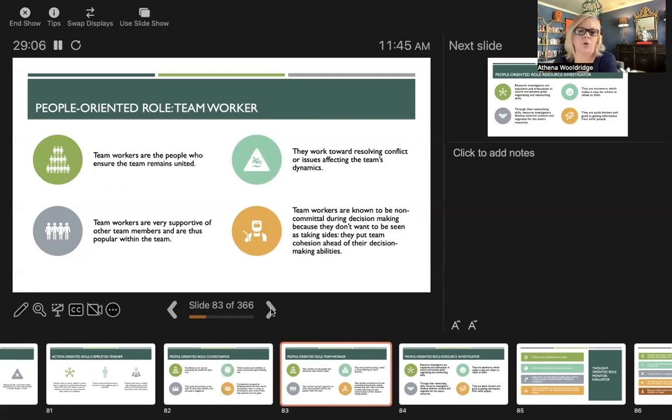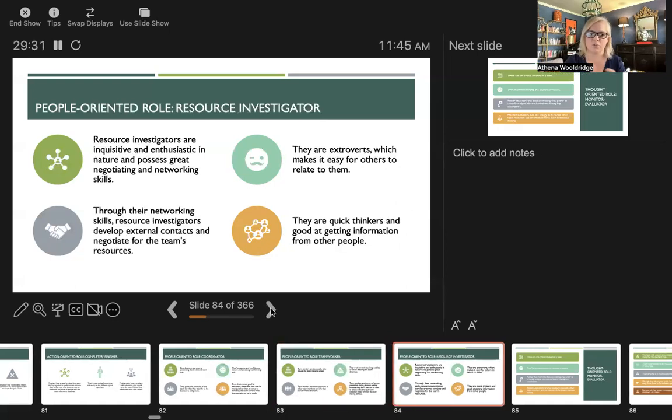Other people-oriented role, the team worker. This is a fantastic person because they're the person that's going to help you resolve conflicts when they inevitably arise. It may not be a huge, major, I'm not going to talk to you for 3 days type of conflict. It may just be something like we disagree on something. And this person is very good at demonstrating both sides of things and then helping people come to an agreement. So they're a great person to have from that perspective.